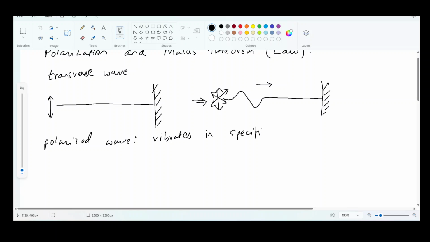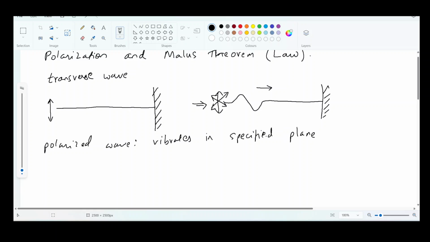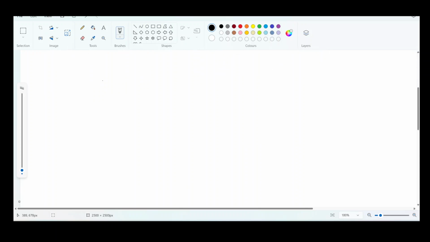It vibrates in a specified plane. It doesn't vibrate randomly in all planes. That is the point. So speaking of polarization, we have a few devices which we call polaroids, which can filter in some sense unpolarized light into polarized light. So assume that this is the polaroid, this is the device, then what goes in as an input is unpolarized light, and what comes out is polarized light. Such a device is called a polaroid.